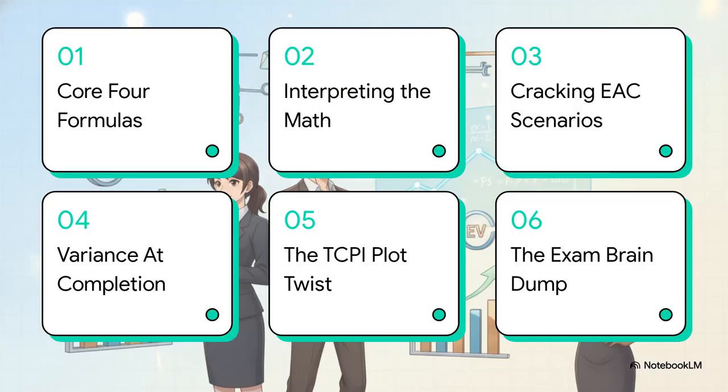Here is our game plan for today. First, the core 4 formulas. Second, interpreting the math. Third, cracking EAC scenarios. Fourth, variance at completion. Fifth, the TCPI plot twist. And finally, number 6, the exam brain dump.